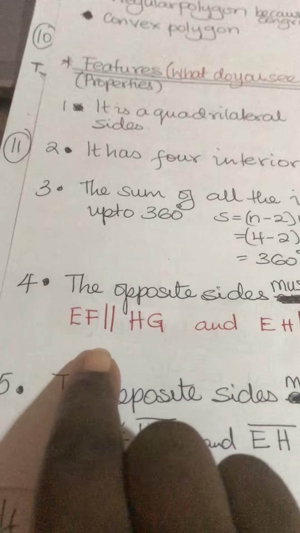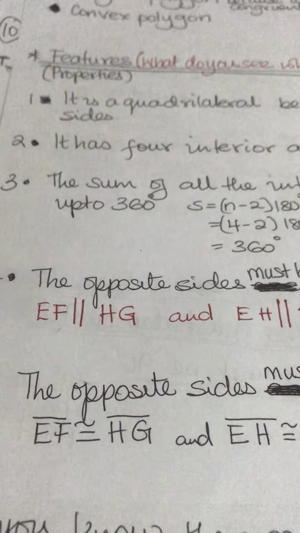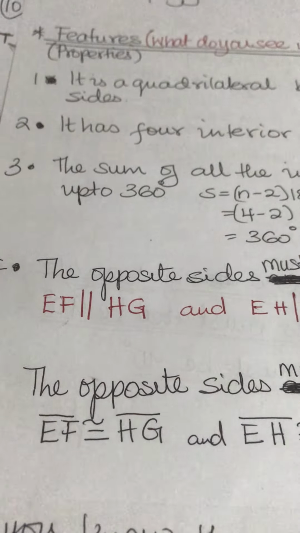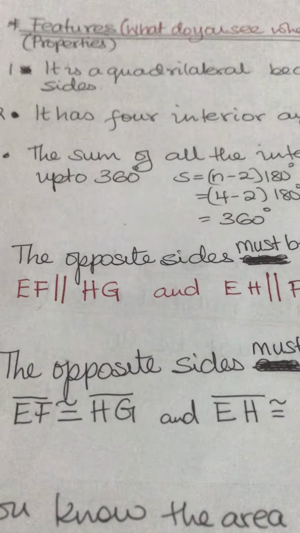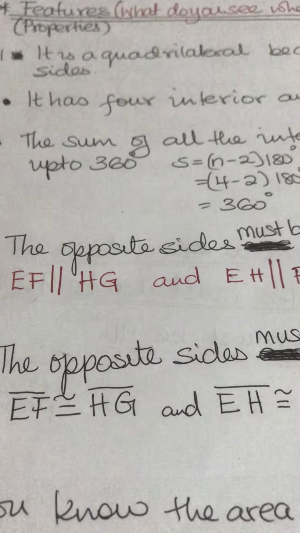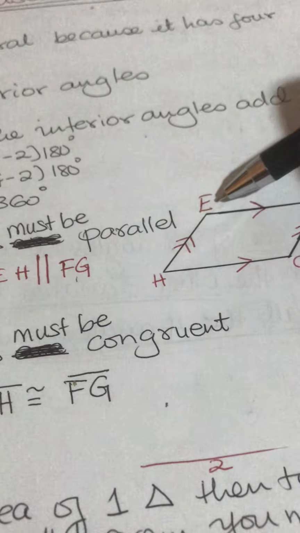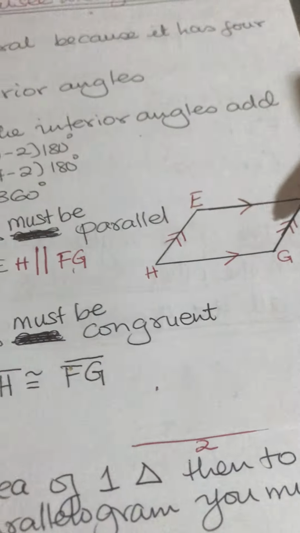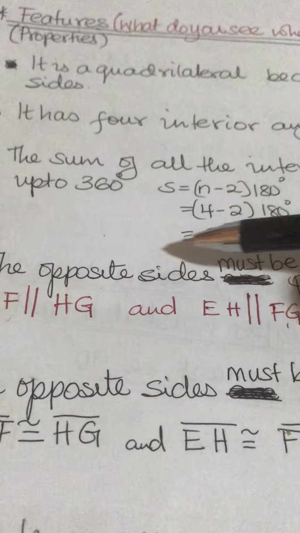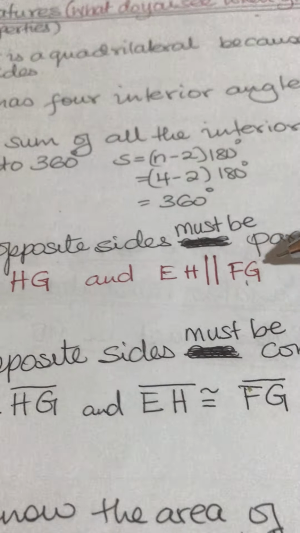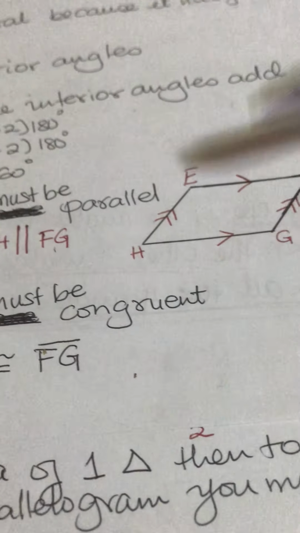Remember the parallel symbol? We learned it in lesson 1. In lesson 1 of chapter 5, in term 2, okay? So this is the parallel symbol. So we are saying EF is parallel to HG, you write it like that, and EH is parallel to FG.